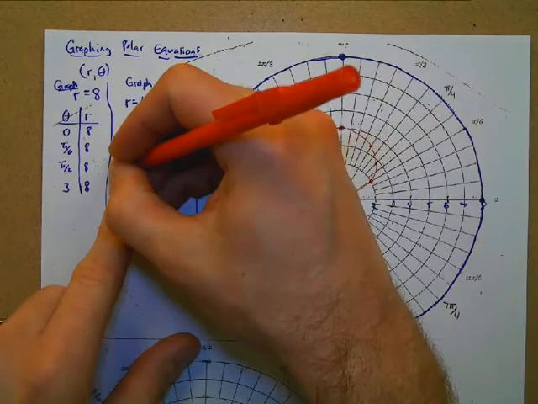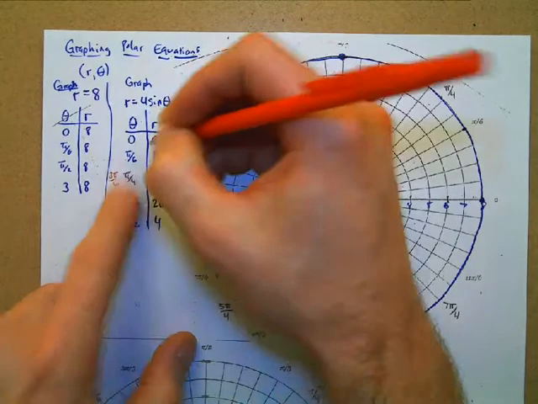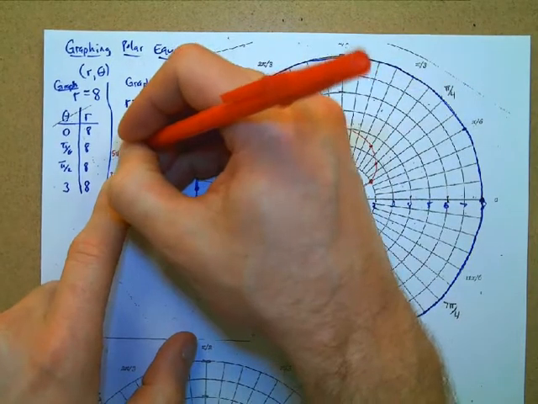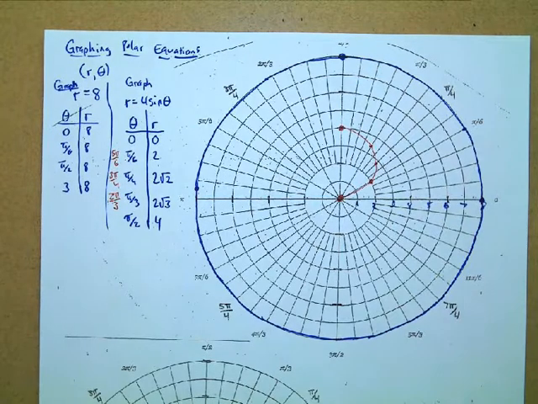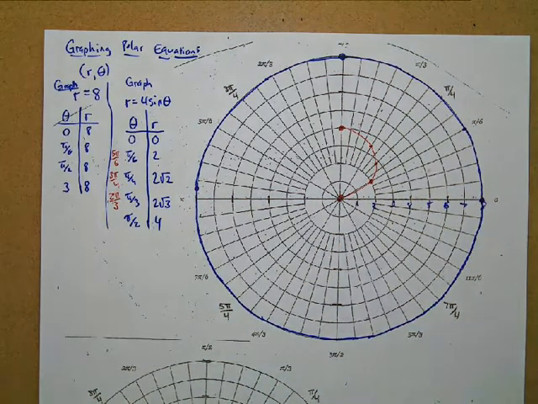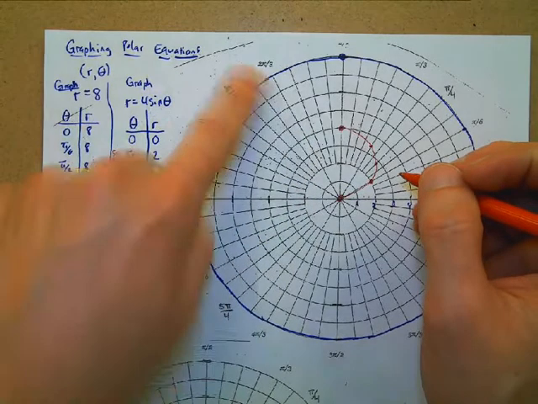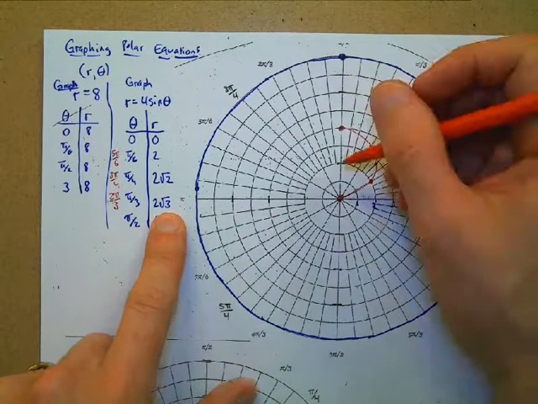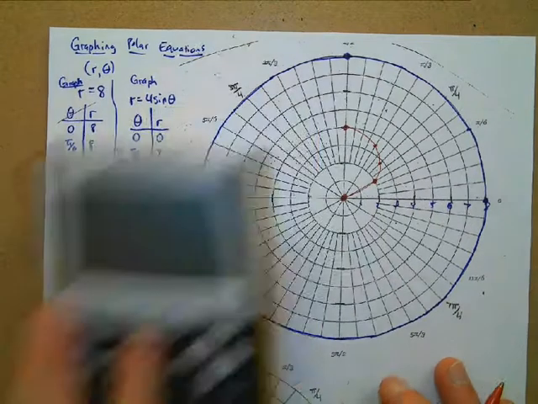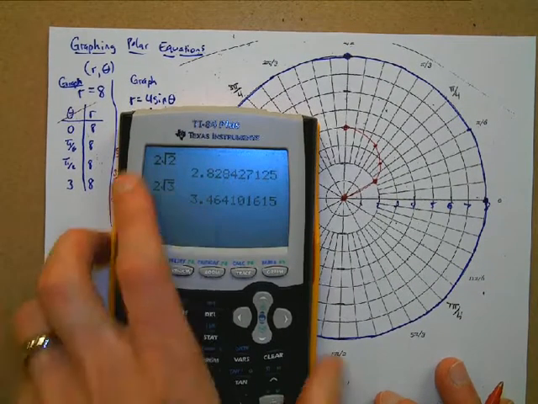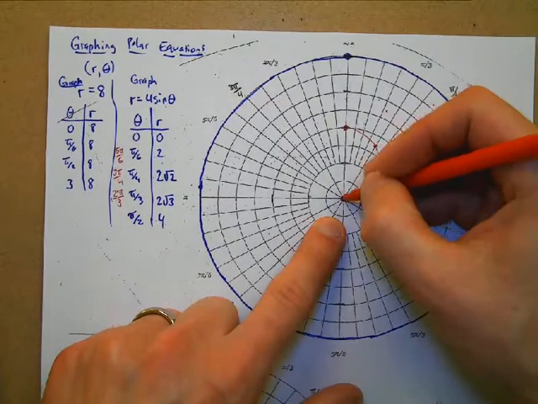Okay? So going out towards 2 pi over 3, we only need to go out 2 root 3 again. So remember that 2 root 3 was about 3.5. So 1, 2, 3.5. So a little bit short of 3.5 right there, we'll say. Okay. And then 3 pi over 4.